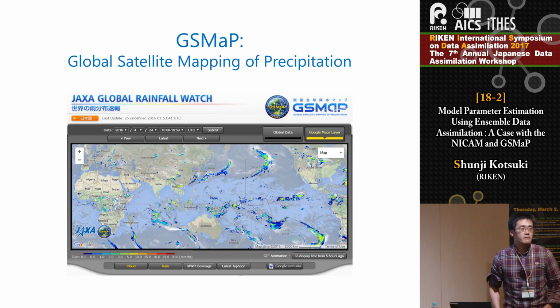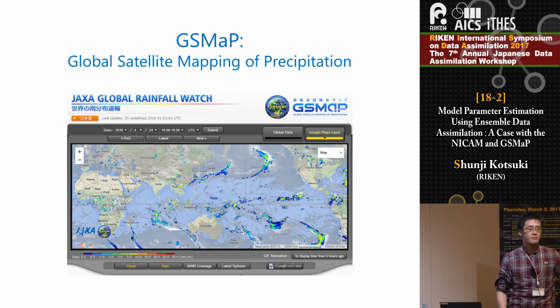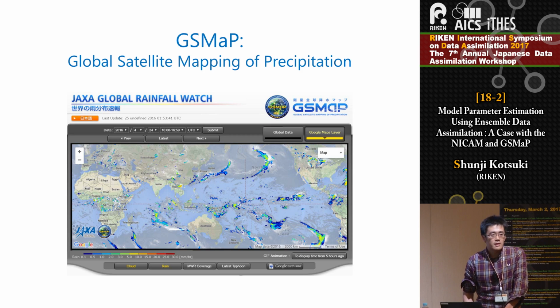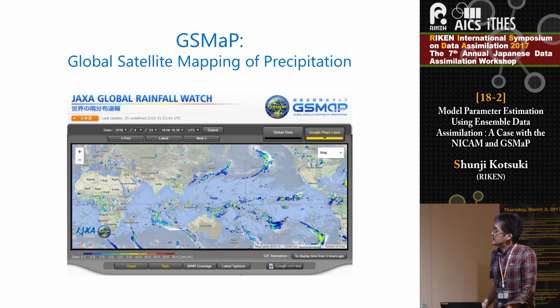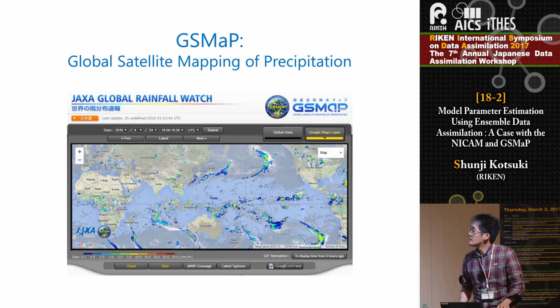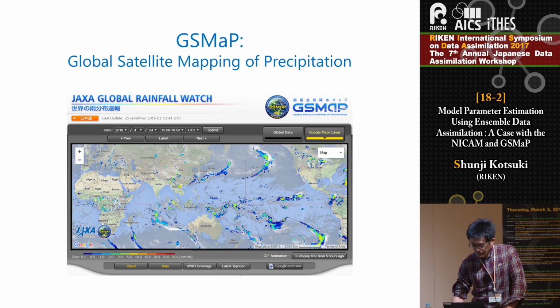Currently, there are several satellites measuring precipitation-related variables from space, and many international space centers producing precipitation fields. This is one example from JAXA. This is a precipitation map over the globe, a space-sensed precipitation data, and we call this GSMaP. We would like to improve the precipitation forecast using this kind of data.